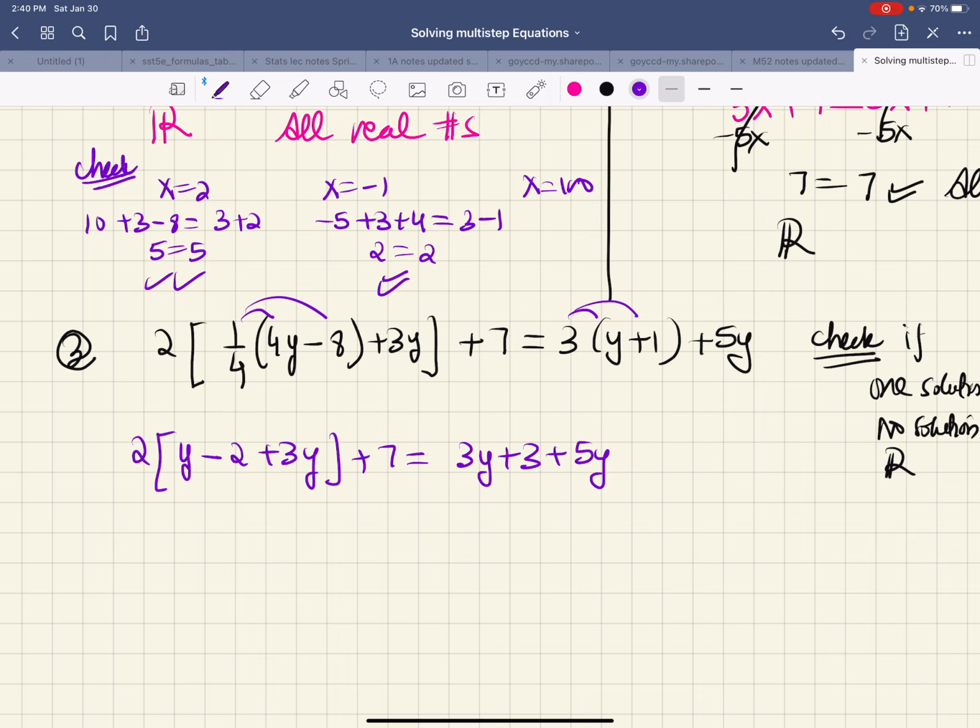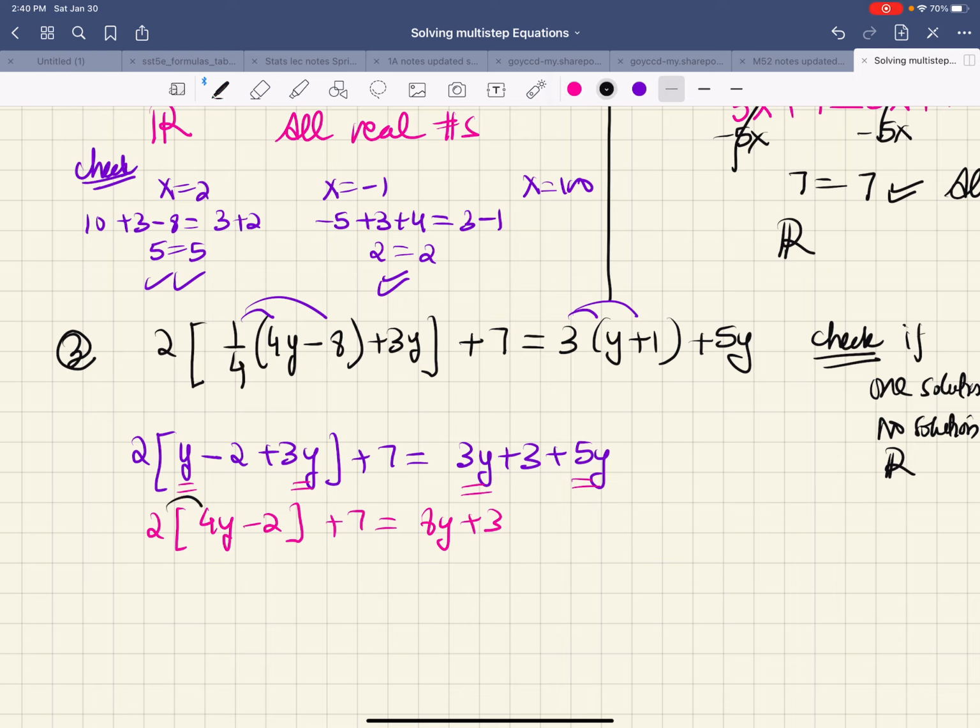A little bit more simplification on left and right hand side. So let's go ahead and finish that up. y plus 3y is 4y, minus 2 plus 7 equals 8y plus 3. 4 times 2, let's go ahead and distribute.